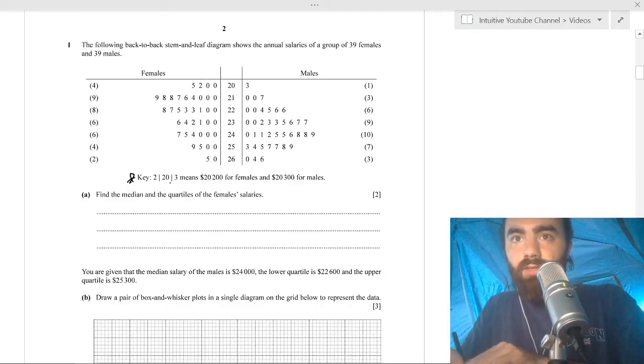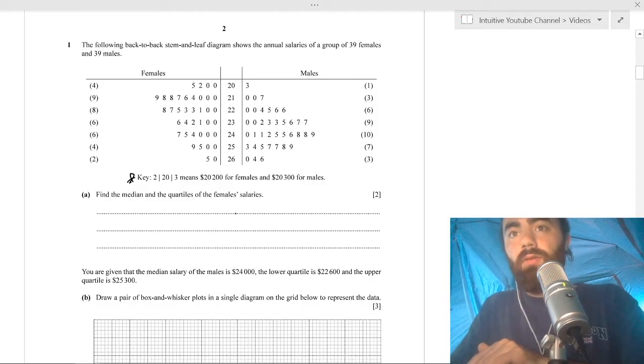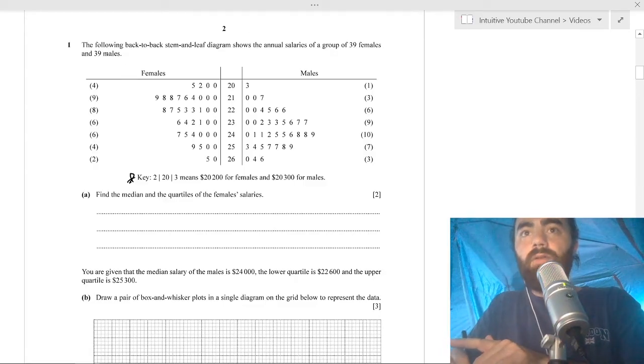So we have this means 2-20-3 means 20,200 for the female on that side, and 20,300 for the male. So it wants you to find the median and the quartiles, which means the lower quartile and upper quartile, for the female salaries. Well, the median is the middle value. So we have 39 females here. What will the middle value be?